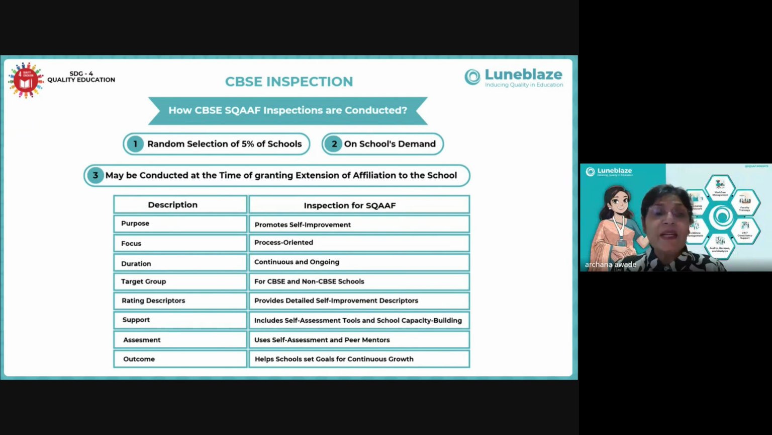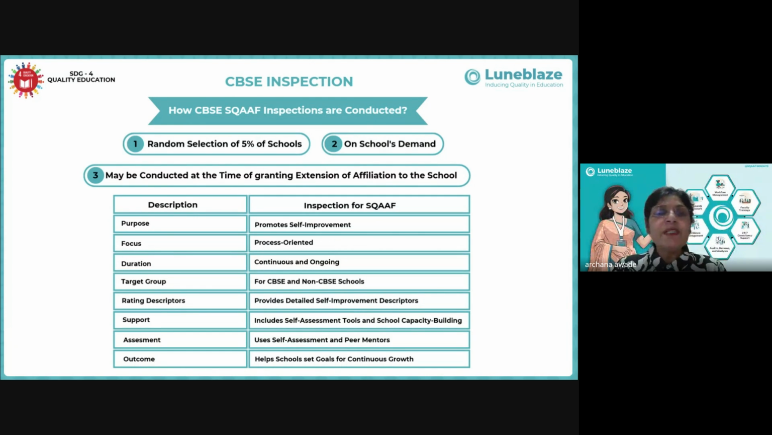The primary aim of the inspection is not just to evaluate, it is to promote the self-improvement process in the school. The focus of this inspection is process-oriented, and it focuses on long-term quality improvement for the school. Duration of inspection is continuous and ongoing, and the target group are all schools. This inspection process applies to all schools that are using the SCAAF framework for self-assessment, including both CBSE as well as non-CBSE schools.